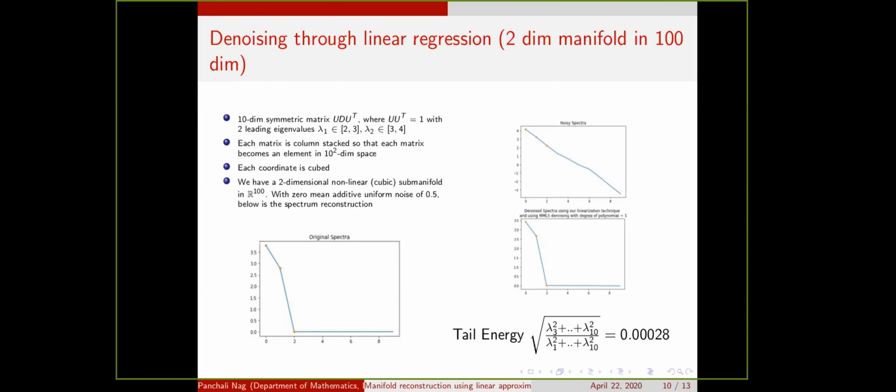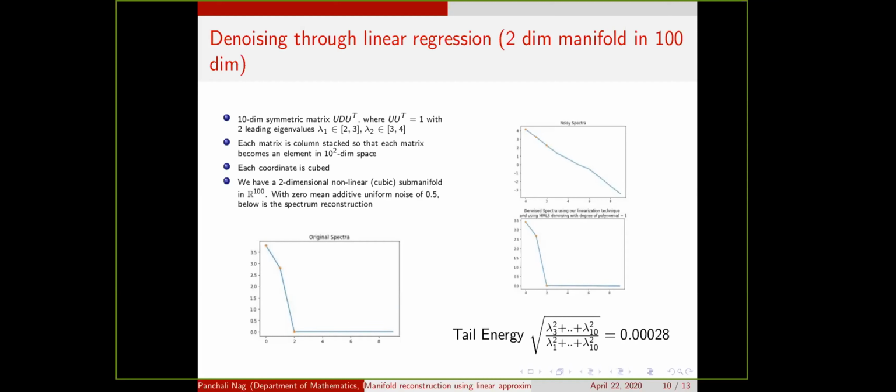So this matrix has two leading eigenvalues. We column stack this matrix so that this becomes an element in a 100-dimensional space, and each of the coordinates is then cubed. Thus, we have a two-dimensional, because it has two leading eigenvalues, non-linear, because it has been cubed, manifold in R^100. So this is the original spectra of this matrix, and the orange ones indicate the leading eigenvalues. The blue line is the spectra, and on the right-hand side you can see the noisy spectra after we add an additive uniform noise.